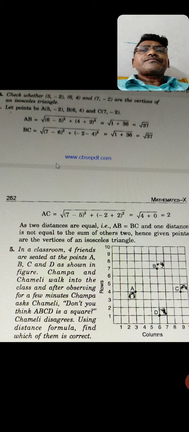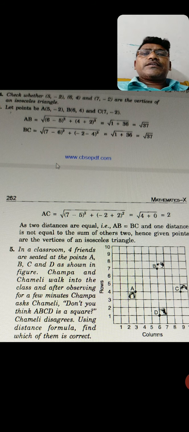This is the way to check whether a given triangle is an isosceles triangle or any other type of triangle, only by finding the distance, I mean the length of the sides. Clear to you? So next we are going to question number 5.